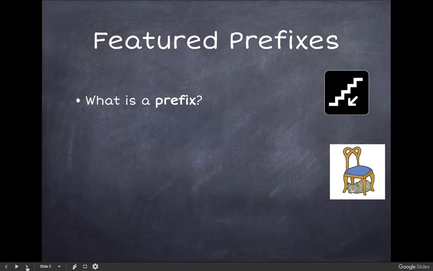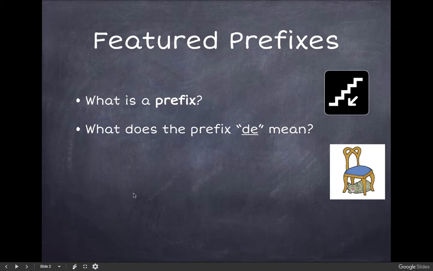What is a prefix? Write down your answer on the whiteboard. You can pause now and then show your work to your classmates. And then resume the recording when everybody's shown their work. What does the prefix D mean? Take a guess. What does D mean? Write it down on your whiteboard. Pause the video. Share your responses.